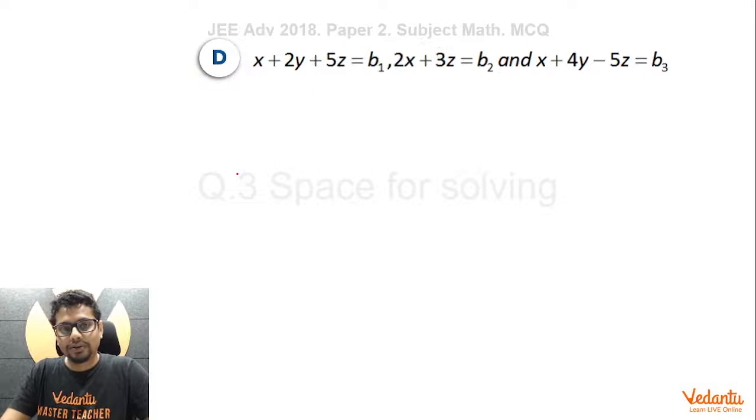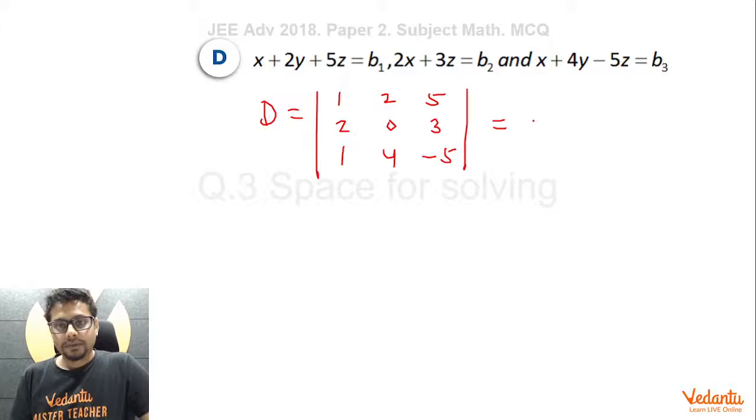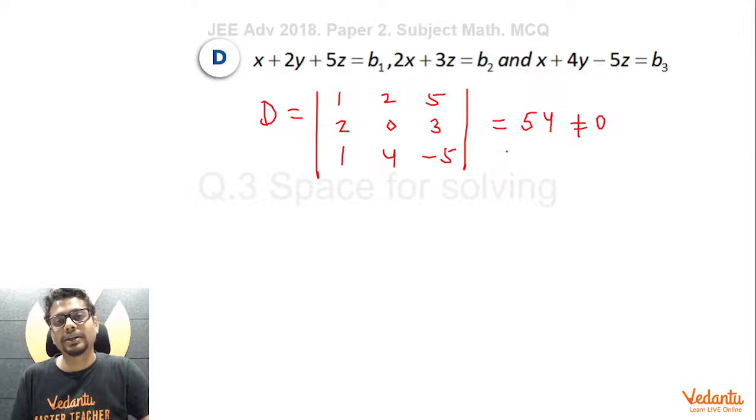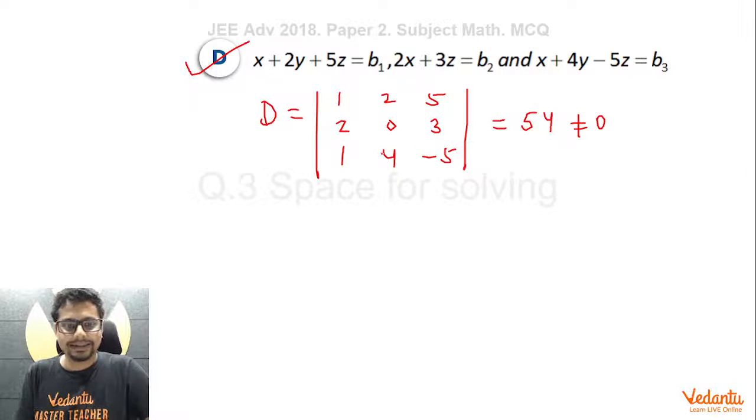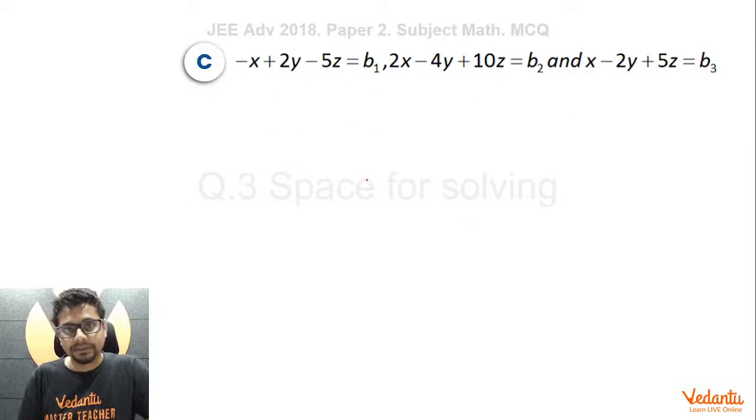Now let's go first of all for option D. Here also I'll consider the determinant D, essentially made by the coefficients of x, y, z as its columns. The value of this determinant turns out to be 54. Again, not 0. So again, no matter what b1, b2, b3 are, this system of linear equations will always have a unique solution. That means at least one solution for all column vectors b1, b2, b3 belonging to that set S. Hence, this is also correct. Now let's go for option C.